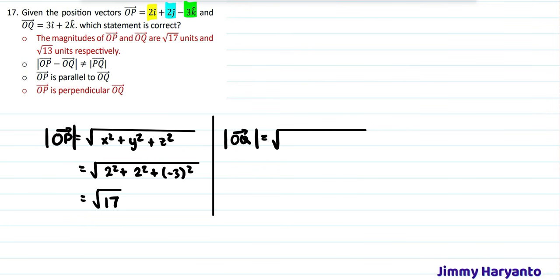Just input the x, y, and z. The x is 3, the y is 0, and the z is 2. Okay, for this one, 9 plus 4 is 13. Square root of 13. Yes, this one is correct.